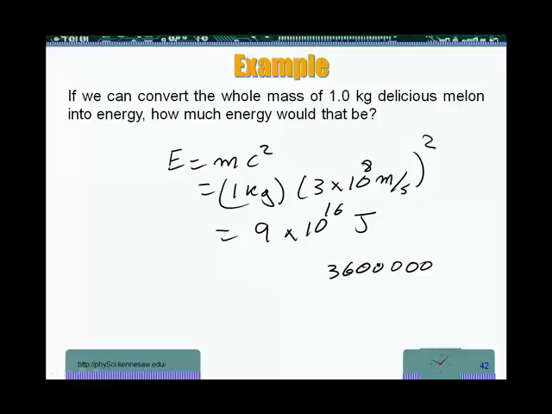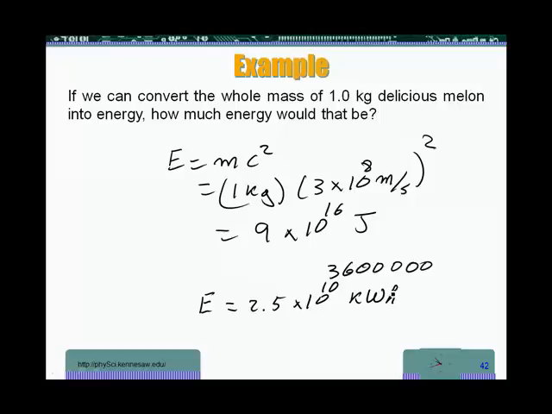So if we divide the amount that we have, 9 times 10 to the 16, divided by 3,600,000 joules, what do we get? That gives us 2.5 times 10 to the 10 kilowatt hours. Okay, that's quite a big number.